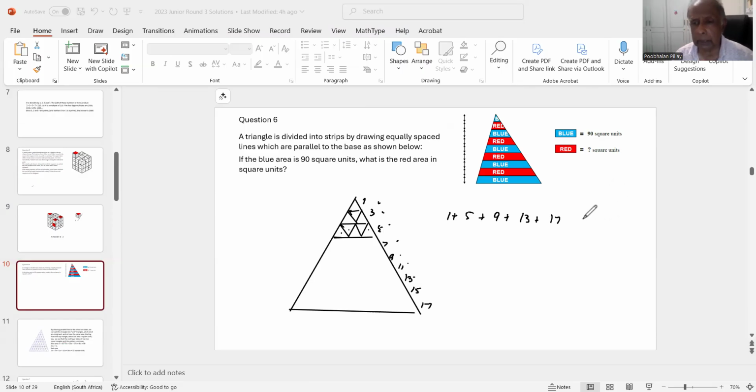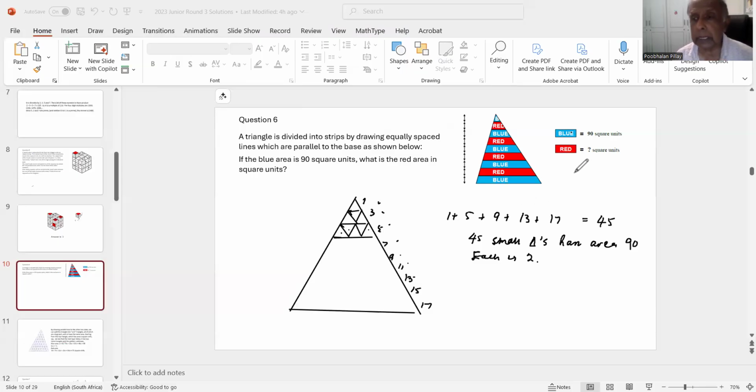And when you work this thing out, you get 15, 28, 45. So you got 45 blues as 90 square units. 45 small triangles have area 90, so each is 2. So each area is two units.